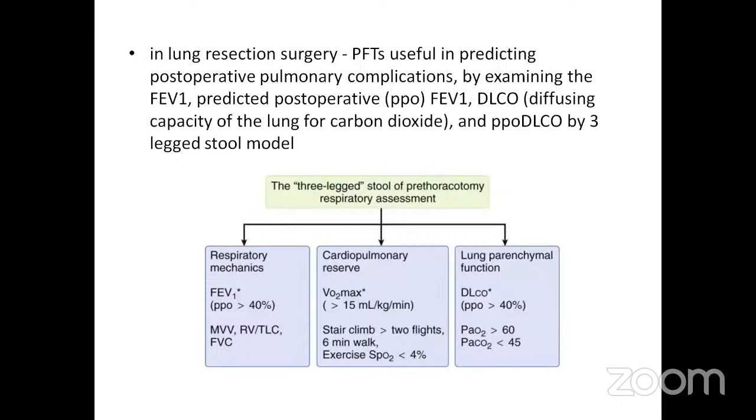In lung resection surgeries, PFT is useful in predicting postoperative pulmonary complications by examining FEV1, predicted postoperative FEV1, DLCO, and predicted postoperative DLCO by the three-legged stool model. This is the three-legged stool model, where respiratory mechanics are evaluated by FEV1, cardiopulmonary reserve by VO2 max, and lung parenchymal function by DLCO.